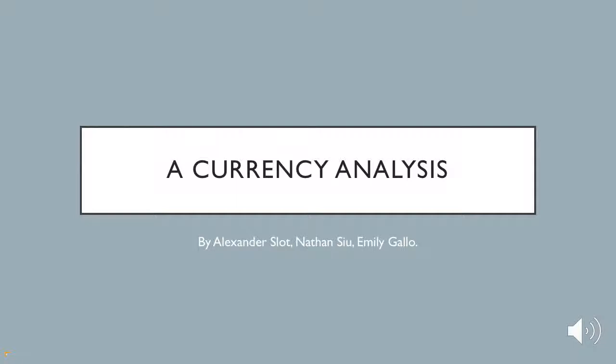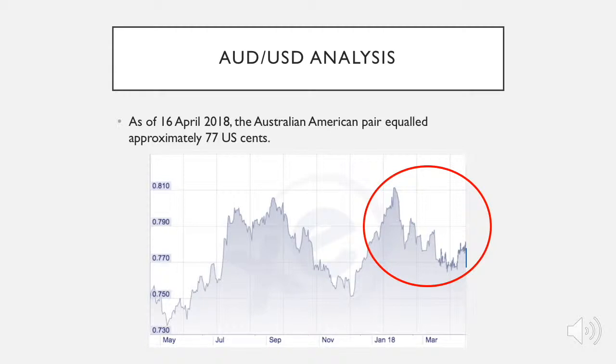To begin, we will address the Australian-American currency pair. For reference, according to the website of the Reserve Bank of Australia, as of the 16th of April 2018, the Australian-American pair equaled approximately 77 US cents. Firstly, to analyse, we will look at their relative interest rates.